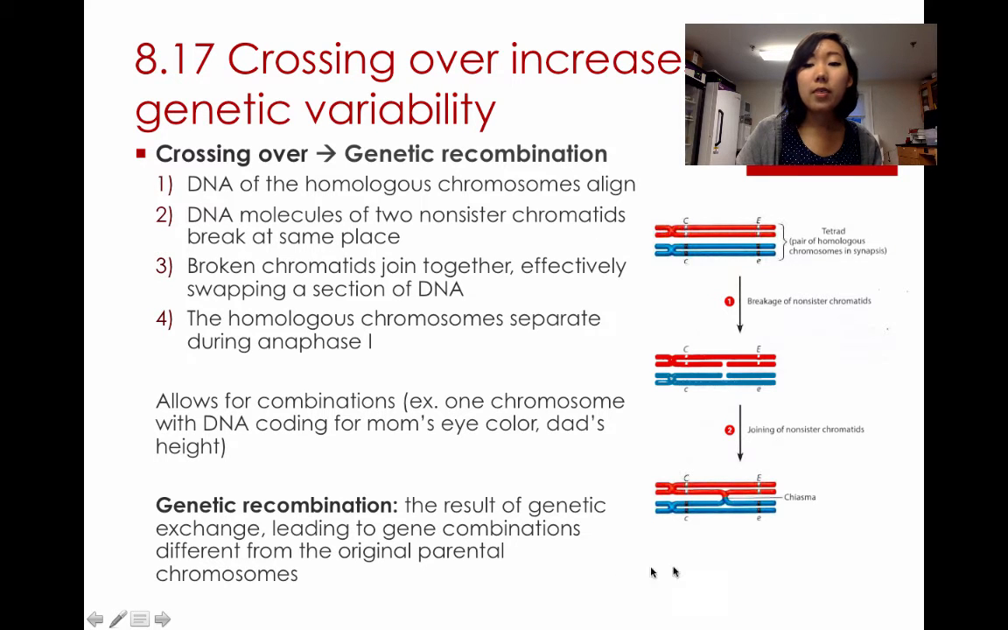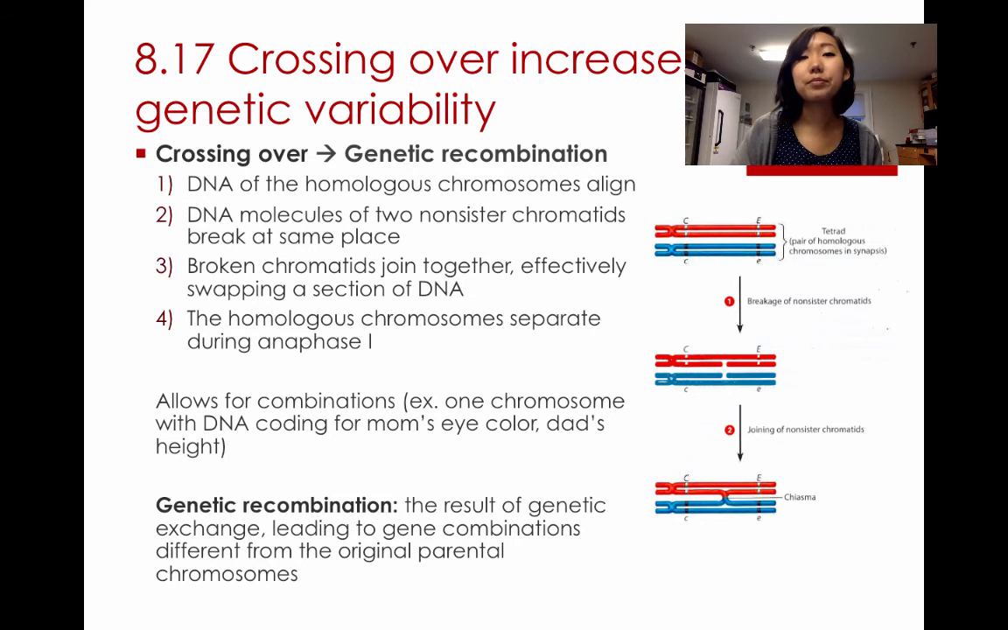And so this structure right here, where there's all this crossing over, when the DNA gets separated during anaphase 1, it will separate these chromosomes. So this allows for just more combinations. This process is called genetic recombination, and that's just a result of genetic exchange, which results again in different daughter cells from the parent cells.